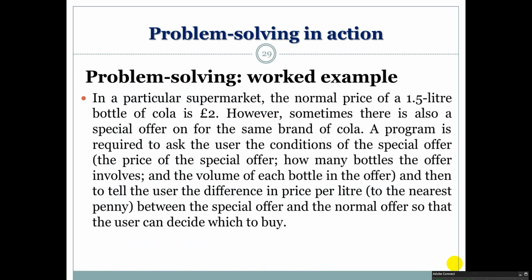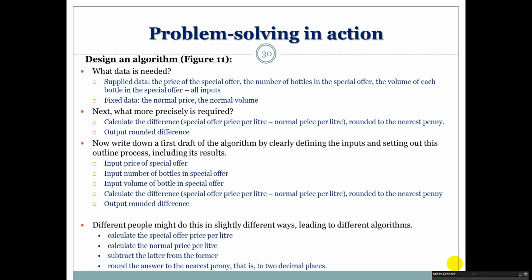The problem is that there is a cola bottle which is €2, but sometimes there is an offer on cola. So the program is to ask the user how many bottles he wants to buy, and it checks which one is better to purchase, whether the offered one or the base price one. Which is the best to purchase.